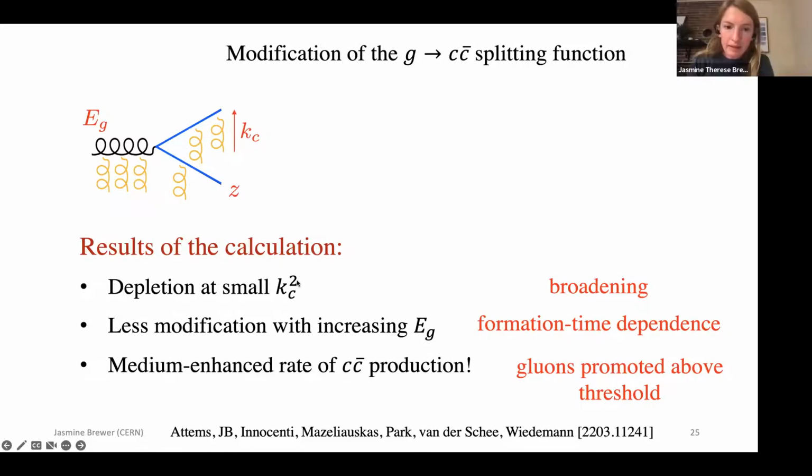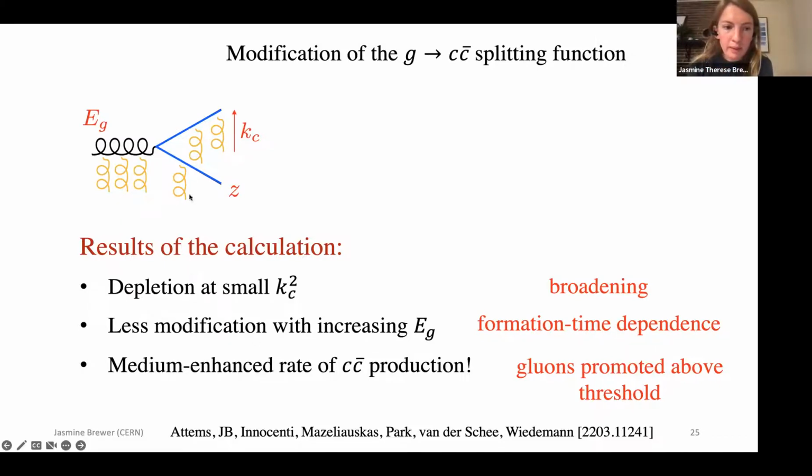And so this broadening is a characteristic feature of these medium modifications. I think this particular process might be a clean way to access it experimentally. But I'm going to put that aside a little bit to talk about two, I think, slightly more exciting or more novel features of this gluon to CC bar splitting function.